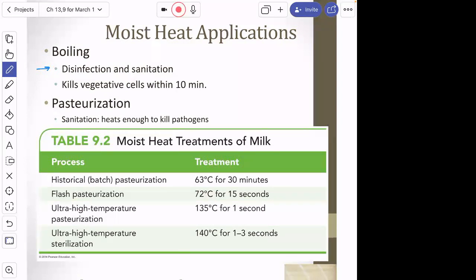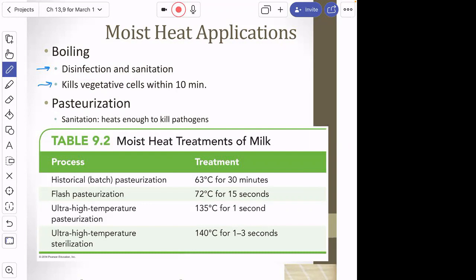Okay, so it will kill vegetative cells within 10 minutes, but to be considered a sterilant, it has to kill something in a reasonable amount of time, and that's usually considered about 10 minutes. So it's surprising to me that an endospore would survive more than 10 minutes. But I've read that in enough places now that I believe that.